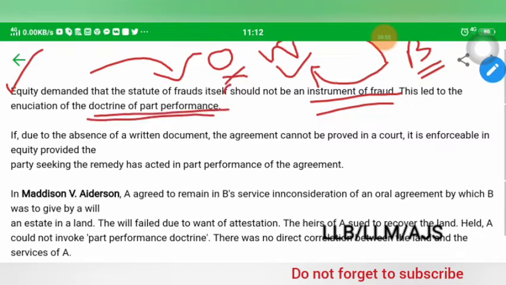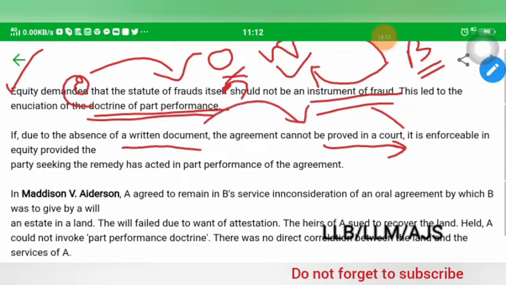So here we find the doctrine. Doctrine means the principle of part performance. That's really interesting. If, due to the absence of a written document, the agreement cannot be proved in court, it is enforceable in equity. It is not enforceable in law, of course, because the agreement cannot be proved in court as evidence.